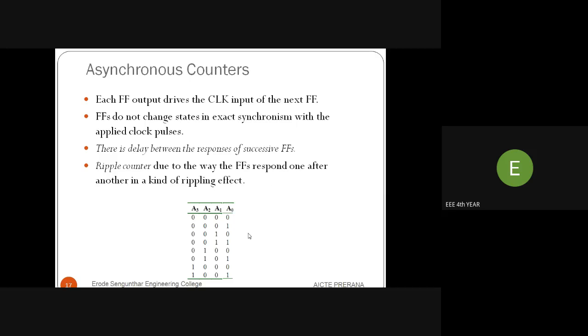Next, asynchronous counter. Each flip-flop output drives the clock input of the next higher order flip-flop. As I stated already, each flip-flop output is given to the clock pulse of the next higher order flip-flop. So the flip-flops do not change state in exact synchronism with the applied clock pulse. When the clock pulse is applied, we do not get the output from all the flip-flops at once. So there is a delay between the responses of successive flip-flops. Therefore, the speed is low when compared to a synchronous counter. The asynchronous counter is slow because of the series connection of flip-flops.